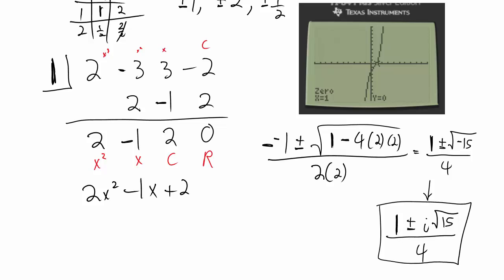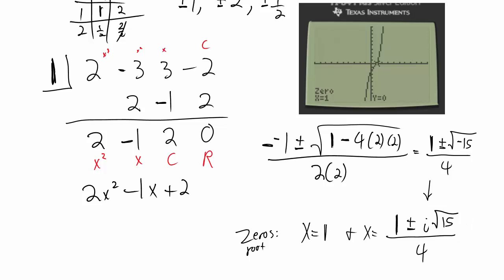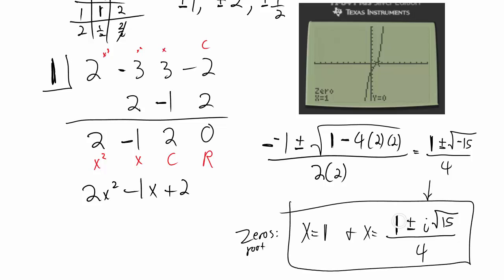So here are your zeros. Your zeros are your roots. You can call them whatever you want. Your zeros or your roots are at x equal to these two values right here. And there are two values because one of them is 1 plus i square root of 15 over 4. The other one is 1 minus i square root of 15 over 4.